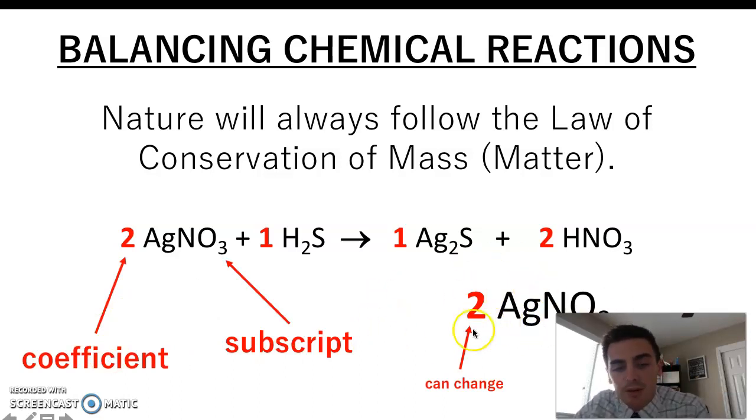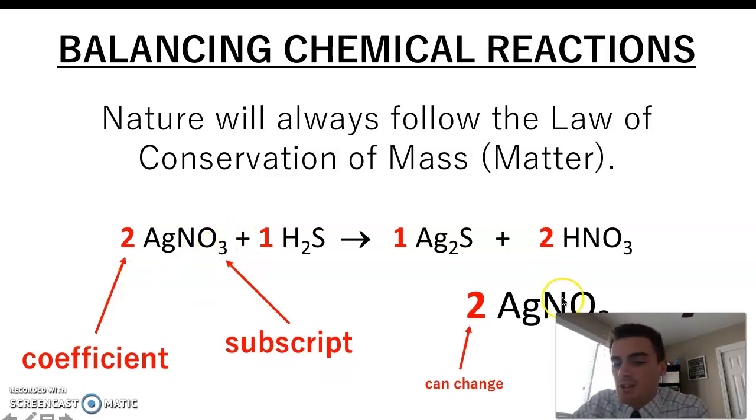And we need to make sure we understand there's 2 different numbers you'll see. Coefficients are like in math where it will just double or triple or quadruple the number of this molecule. We can change that. If I made this 2 a 3, it's still going to be silver nitrate. That's not going to change anything. This little number over here is called a subscript. Remember, submarines are below the water. Subscripts are written below the letters.